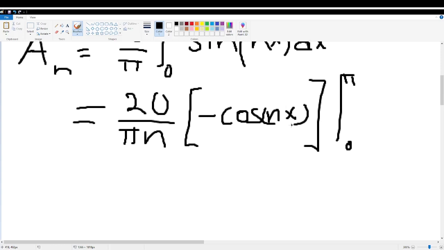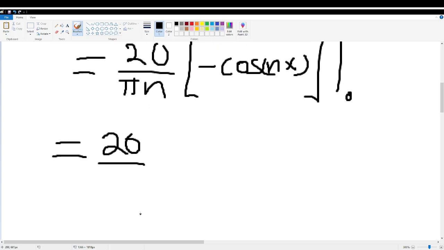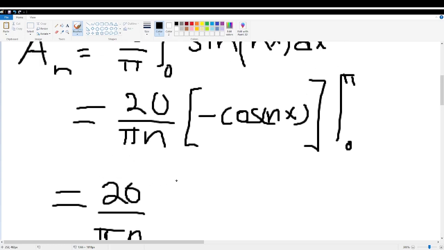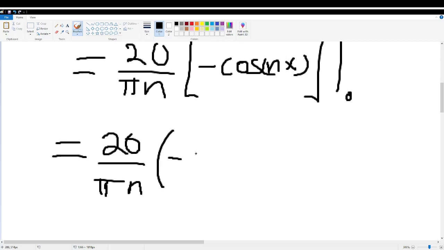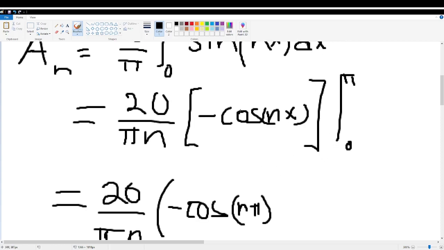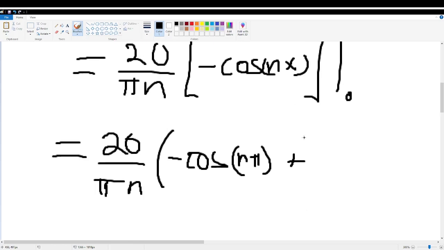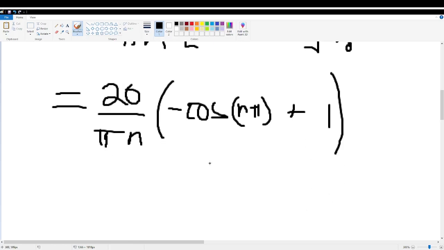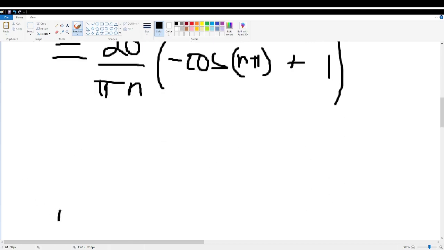Now, cosine of n pi, that's something we'll address in a moment, because there is actually a way to express cosine of n pi quite neatly. So we're going to have minus cosine of n pi minus, so plus cosine of 0, just 1. So how do you express cosine of n pi nicely?